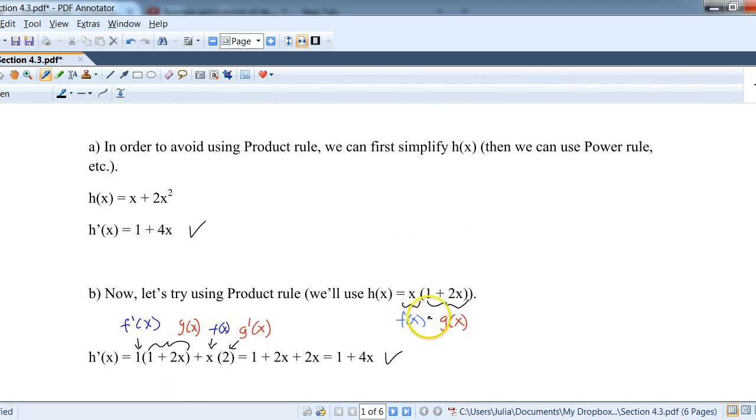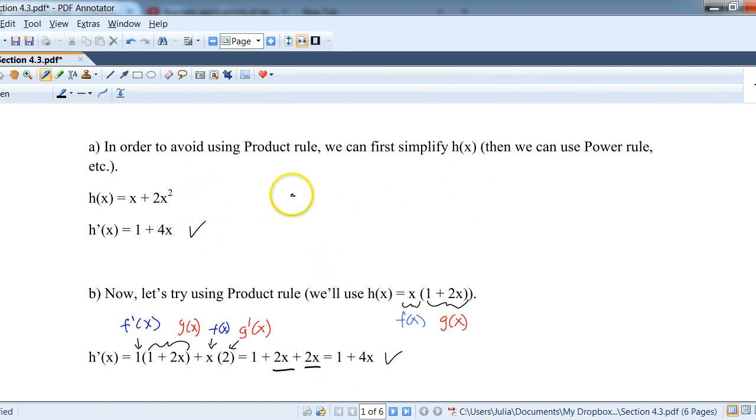Notice I actually even color-coded for you guys. So if we think of x as the first function, f of x, and 1 plus 2x as g of x, the second one, then how do we take the derivative? The derivative of the first one is 1, and keep the second one the same, 1 plus 2x, plus keep the first one the same, x, times 2, which is the derivative of g of x. Then if we distribute the 1, we'll get just 1 plus 2x, and then this term just becomes 2x, and so we get 1 plus 2x plus 2x is 1 plus 4x. Notice how we get the same result both ways.